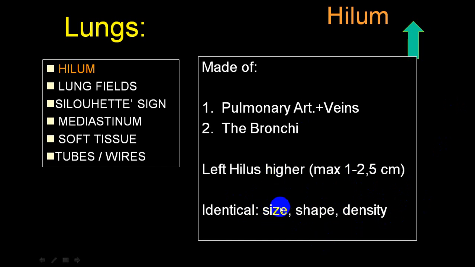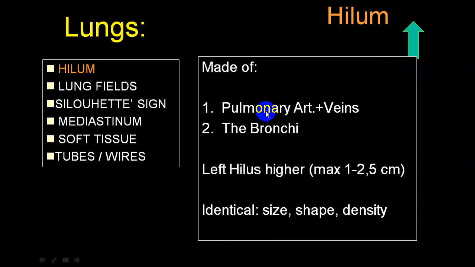Now the hilum will be pulled up because of collapse in the upper lobe, whether it is on the right side, the right upper lobe, or on the left side, the left upper lobe. If it is pulled down, it is because of the lower lobe: the right lower lobe on the right side, the left lower lobe on the left side. So look at the position of the hilum. That will help you out.